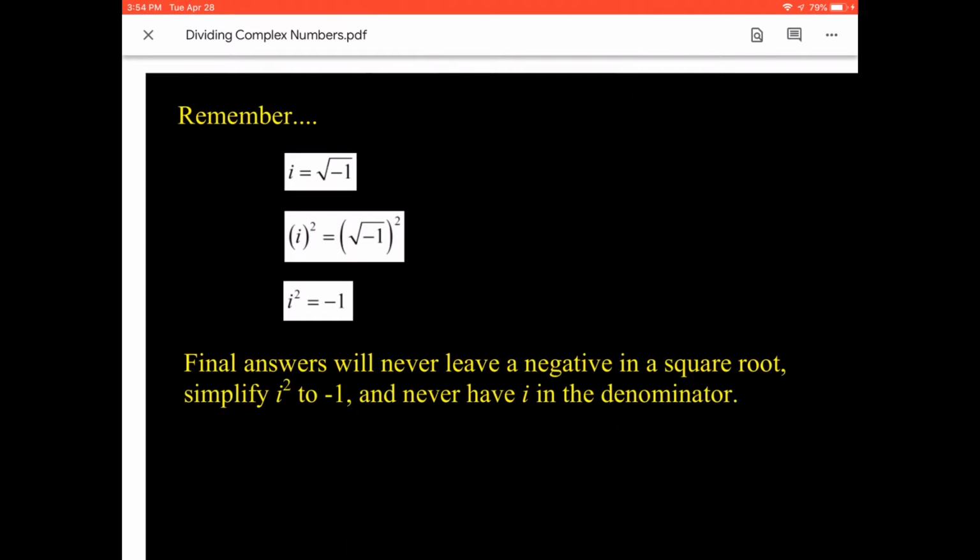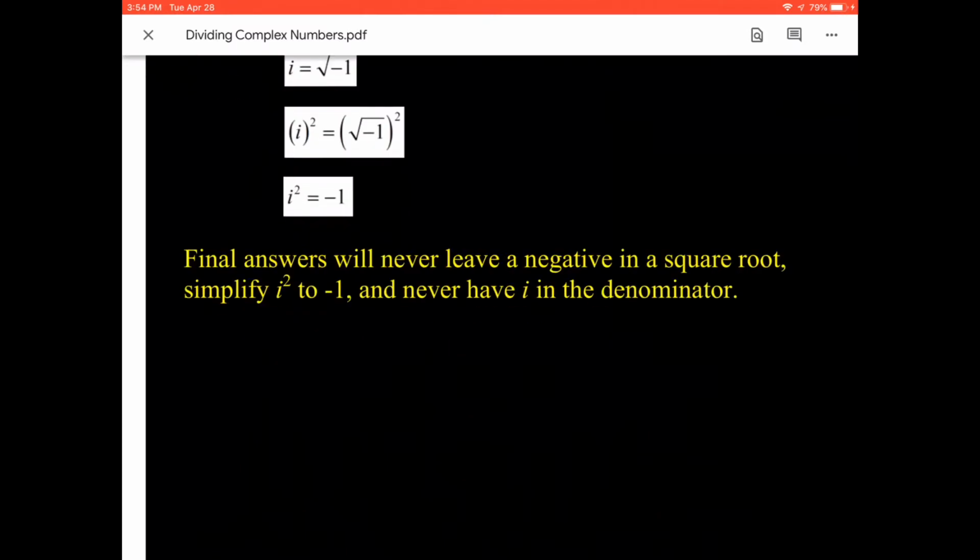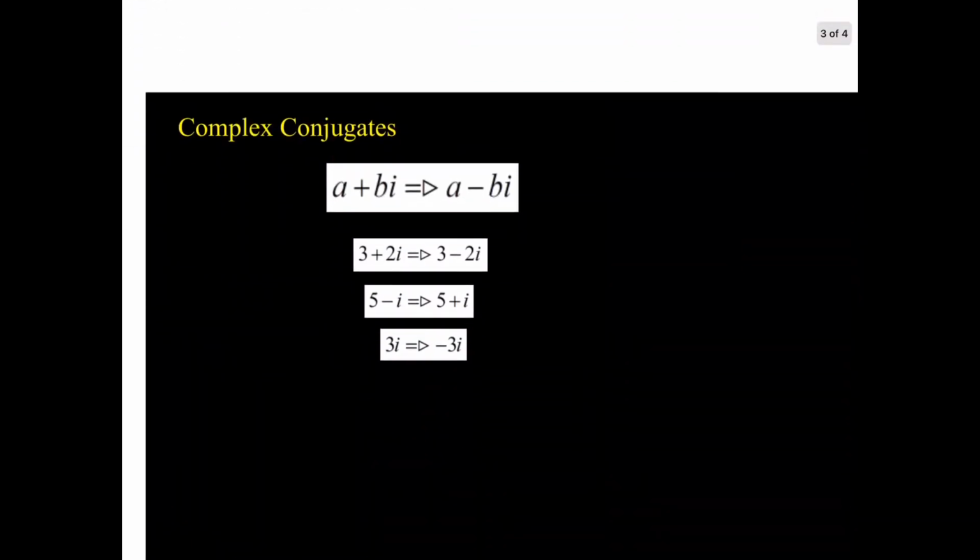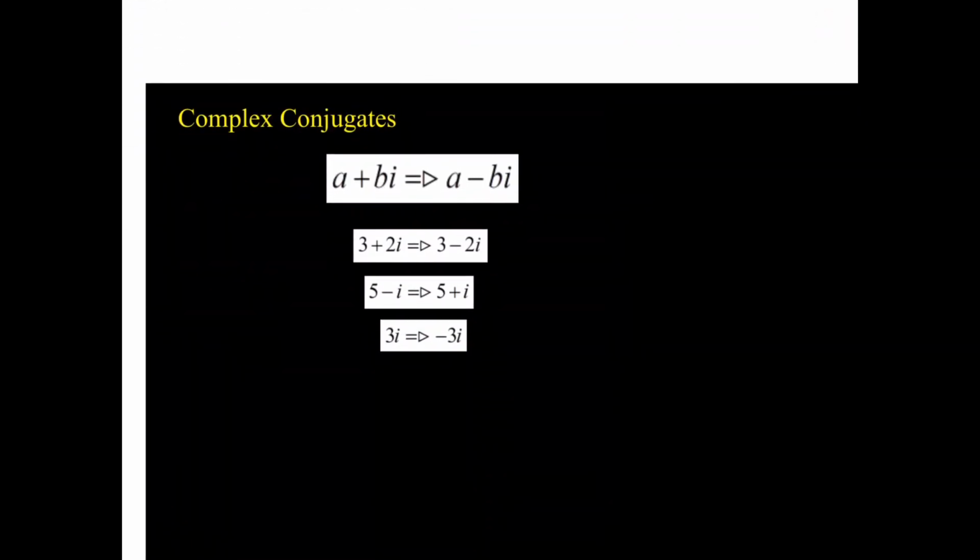So keep in mind that our final answers are never going to leave a negative inside a square root. Anytime you have an i squared, you're going to simplify it to -1. And also, we're never going to be allowed to leave an i in the denominator. So what are we going to do to get that i out of the denominator? We're going to use complex conjugates to help us get the i out of the denominator.